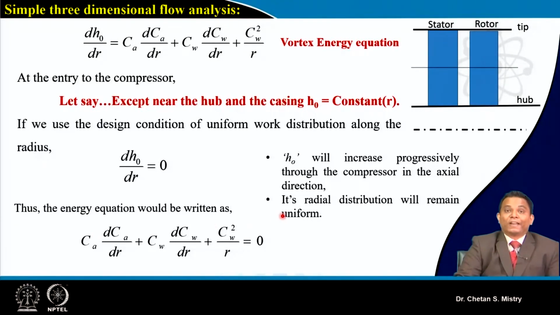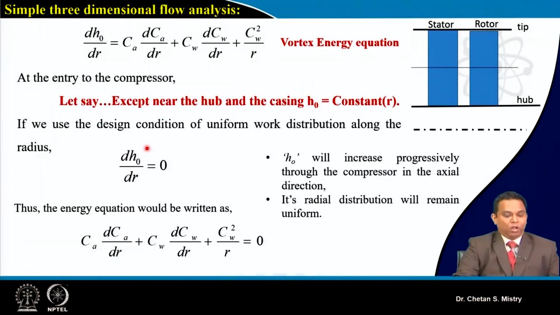Now fundamentally, let's try to understand what we mean by assuming constant work distribution. It says my H0 will increase progressively through my compressor in the axial direction. We realized that when we discussed the TS diagram. Along the axial direction there is a rise of H0, but its radial distribution remains uniform. So the assumption we are making is a constant H0 along the span, and that is valid at this moment.